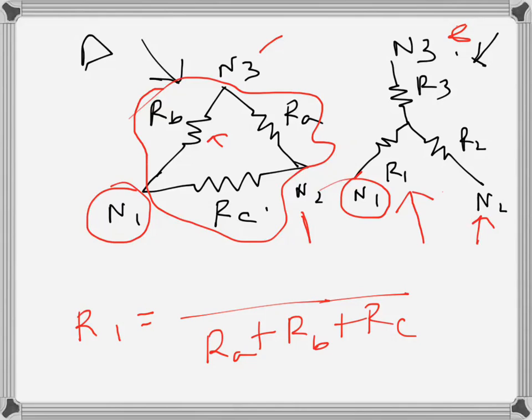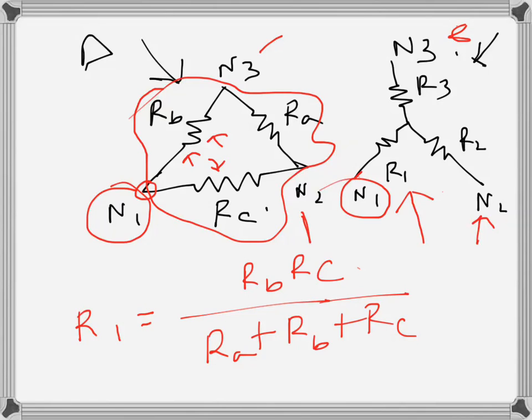and on the numerator, since this is N1, it will be the product of two delta values which are connected to the node N1. So those are RB, RC. So this is how we can remember.